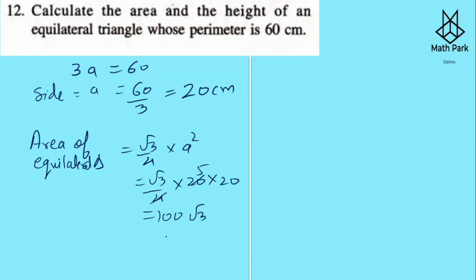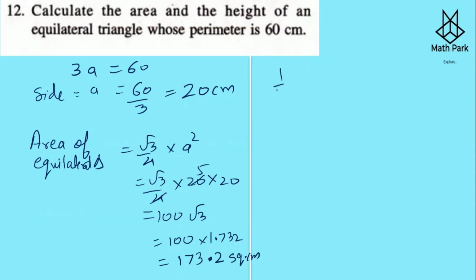So if we put the value of root 3 as 1.732, so 100 into 1.732, we get the area as 173.2 square centimeter. This is the area of the equilateral triangle. And then you have to find the height.